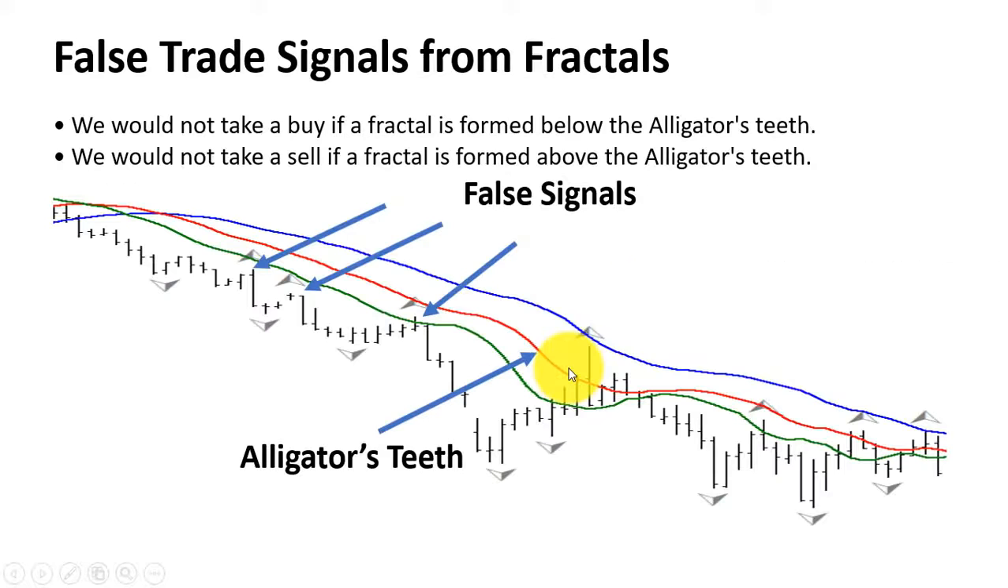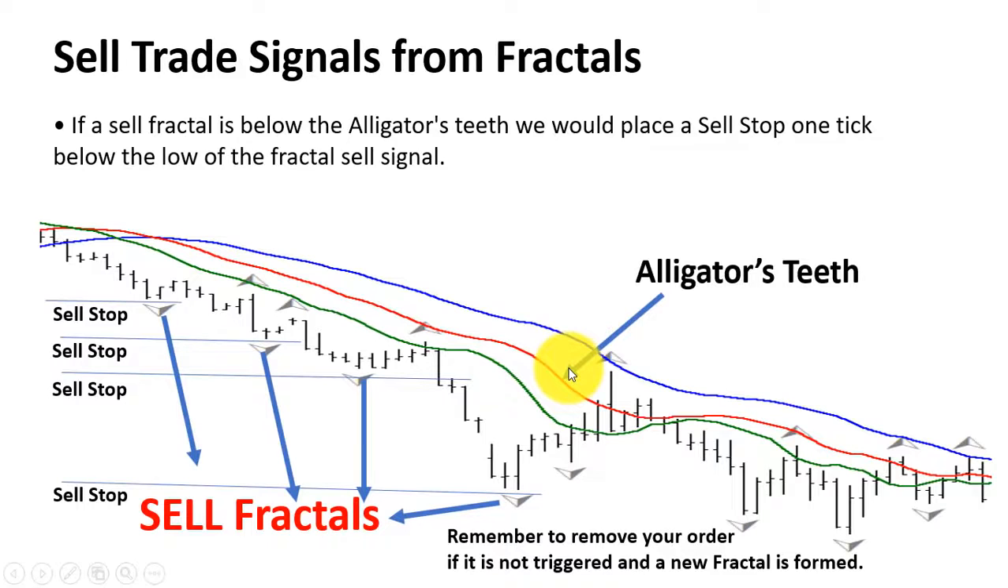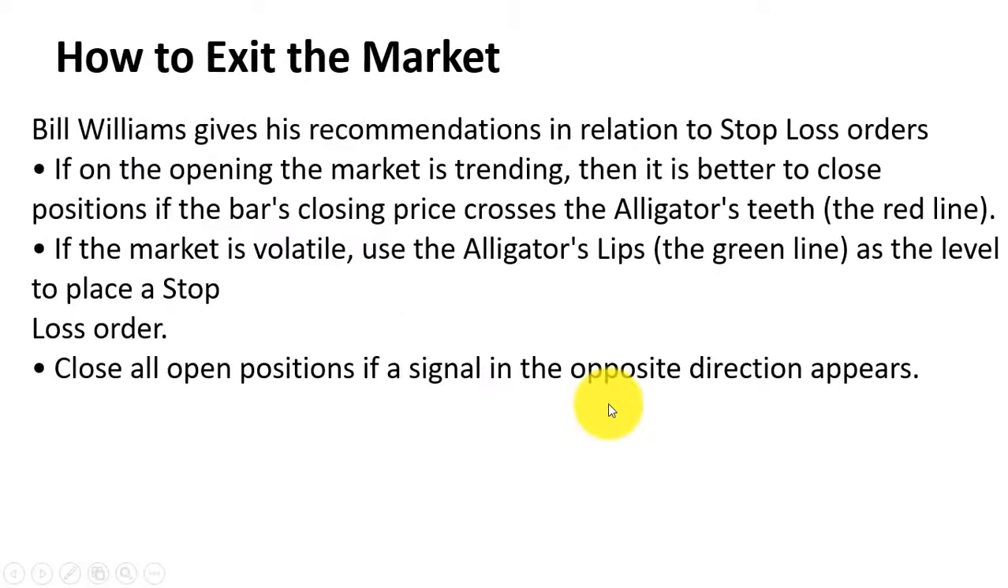So let's look at it. You've gone into a trade and then suddenly price touches the alligator teeth. You might close all these sell trades right here. So 1, 2, 3. You will have made a good number of points by closing them all here and then waiting for the next signal. That's method number 1.